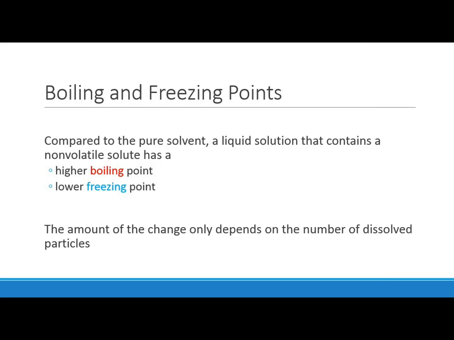Okay. Now, one more thing that I do want to mention really quickly, because some people get confused on this. When I mention that I only care about the number of particles when I'm looking at colligative properties, I really mean that I only care about the number of particles. But here's something else.